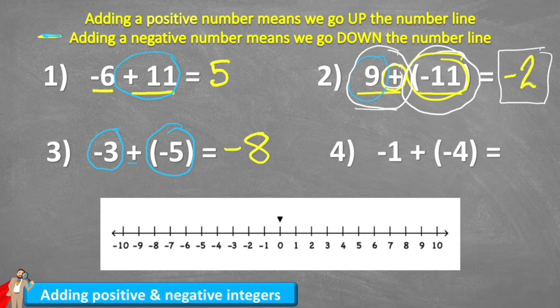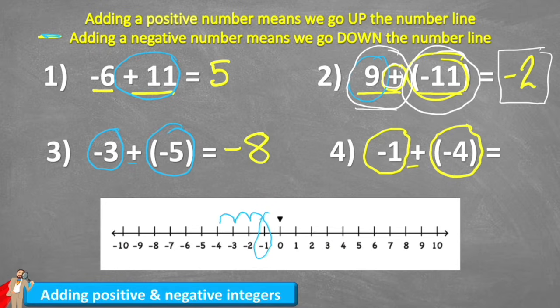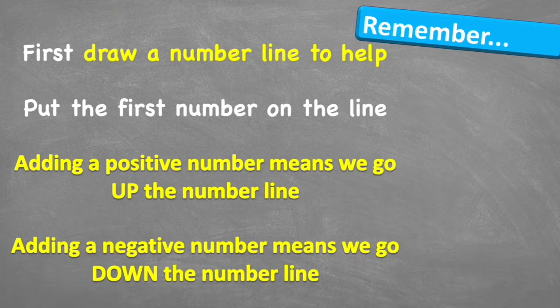Let's do one more. This one I'm starting with -1, and I'm adding a -4. So -1, circle it on my number line, and then I add another debt. So I'm going 1, 2, 3, 4, and I land on -5. And there we go. That is adding positive and negative numbers.